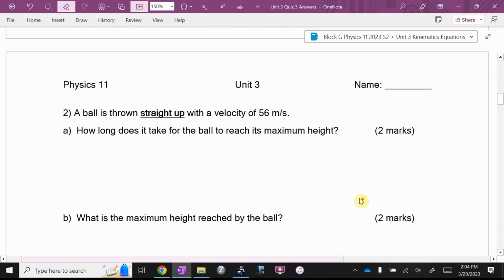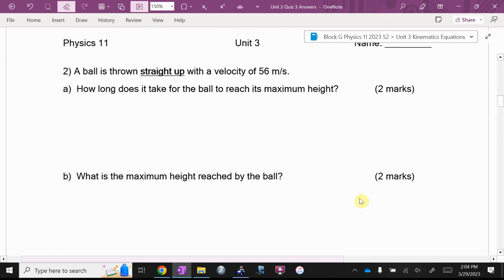Next page over. A ball is thrown straight up with a velocity of 56 meters per second. It wants me to find the time. VI is 56. It's in free fall, even on the way up. It's accelerating downwards because it's slowing down. Ooh, that's only 2 things. I need 3 things. What else do I know?